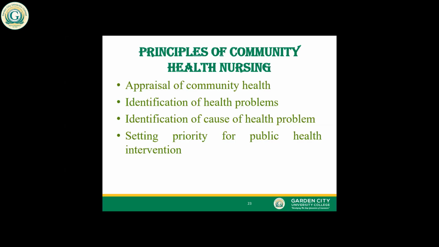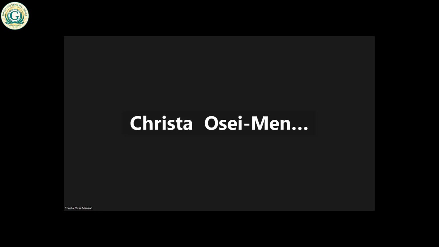And so when we say appraisal of community health, identification of health problems, identification of causes of health problems, and setting priority for public health intervention, what do we mean? When we say that, what do we mean? Let's get interactive and then move. What do we mean when we say that?